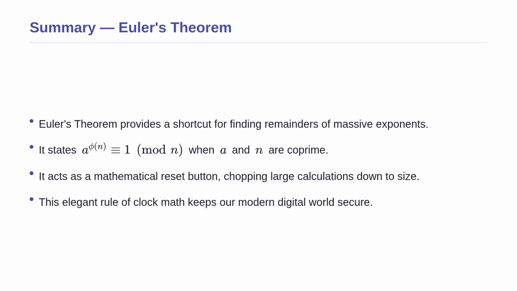Let us wrap up what we have learned today. Euler's theorem provides a powerful shortcut for finding remainders of massive exponents. We learned that any number a raised to the power of phi of n will leave a remainder of 1 when divided by n, as long as a and n share no common factors. By acting as a mathematical reset button, it allows us to chop impossibly large calculations down to manageable sizes, as we saw with our massive exponent example.